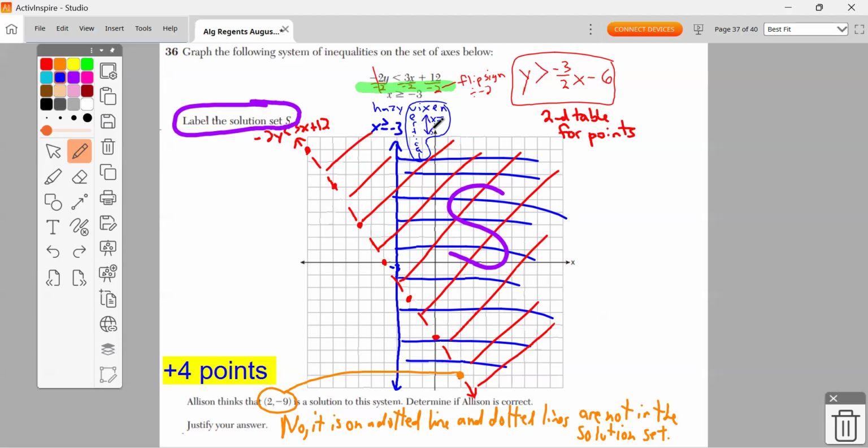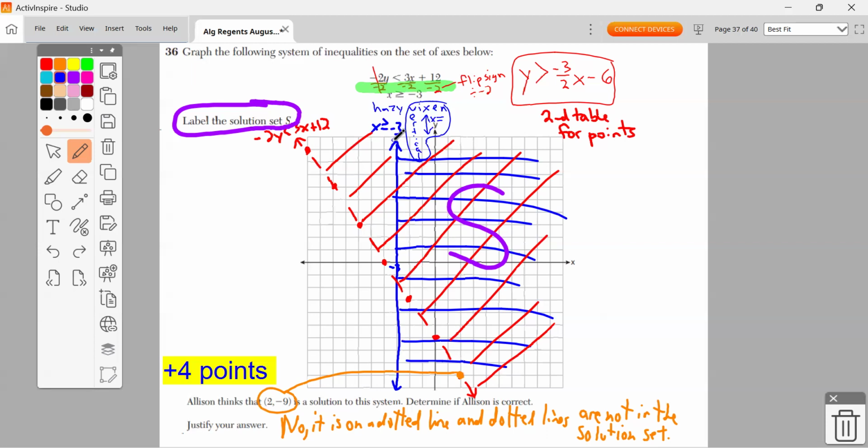So X equals -3. X equals -3 right here on your X axis. Then we draw a vertical line right there. Because of the "or equal to," it is a solid line. Put arrows on the ends and label it.